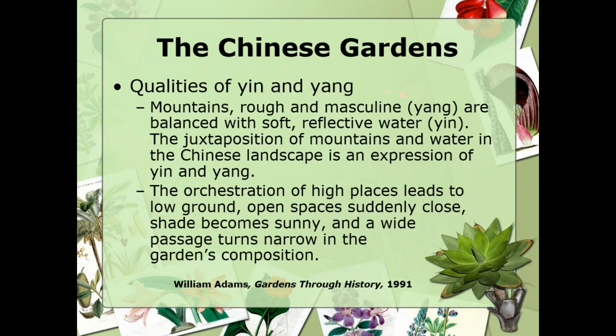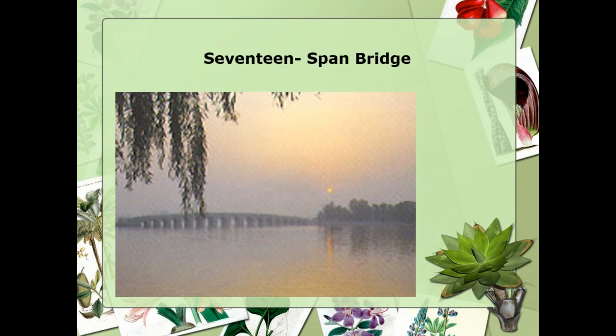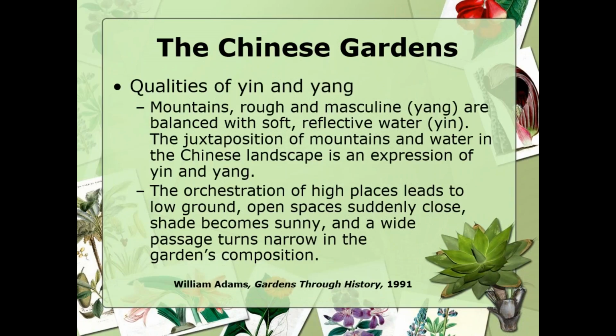So here we see the 17-arch bridge. The qualities of the yin and yang, which was mentioned in the first chapter: mountains, rough and masculine, are balanced with soft reflective water, the yin. The juxtaposition of the mountains and water in the Chinese landscape is an expression of the yin and yang. The orchestration of high places leads to low ground, open spaces suddenly close, shade becomes sunny, and a wide passage turns narrow in the garden's composition.